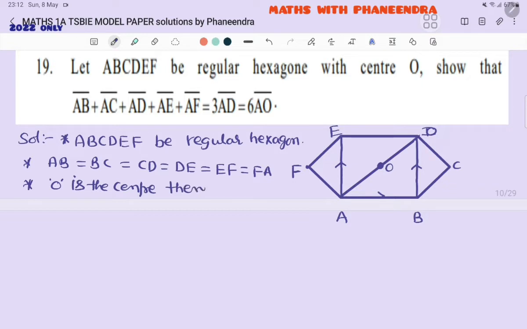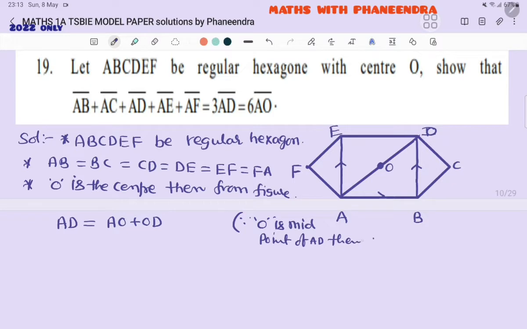Then from the figure, AD can be written as AO plus OD, since O is the midpoint. Why? Because it's the center, the midpoint. O is the midpoint of AD, then AO is equal to OD.